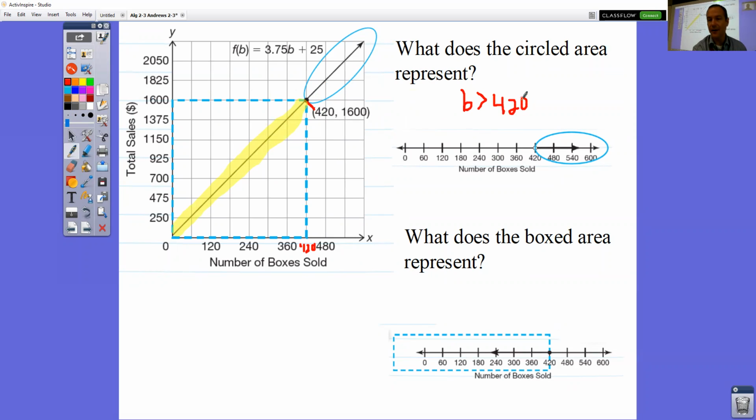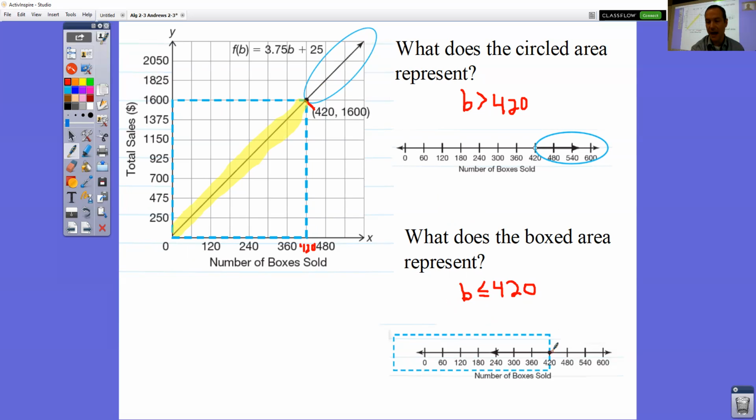How would that graph on a number line? It'd be an open dot, arrow going over to the right. This is representing all the profits or all the total sales if they sold more than 420 boxes. What does the boxed area represent? Well, that's all the boxes that are 420 or less. So this would be b is less than or equal to 420. So that represents 420 or less.